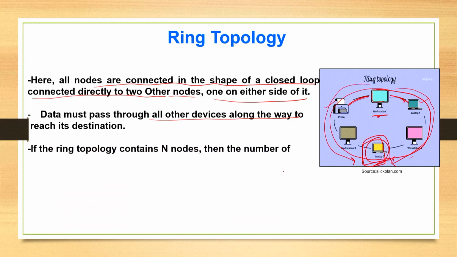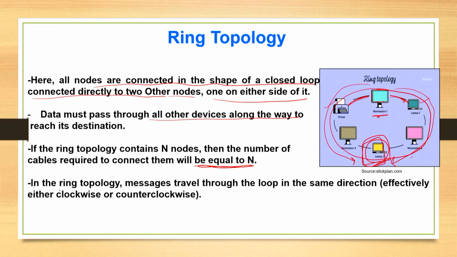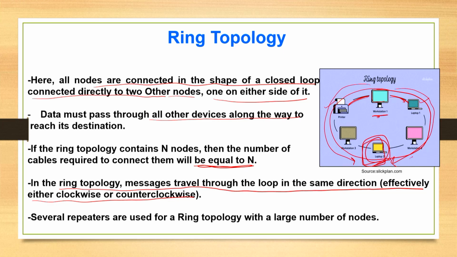If the ring topology contains n nodes, then the number of cables required to connect them will be equal to n. So it means what? Here the number of cables required for connection will be less as compared to the bus and star topology. But in ring topology, the message travels through the loop in the same direction, either clockwise or counterclockwise. Several repeaters are used for ring topology with a large number of nodes.